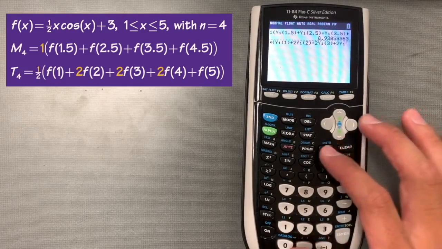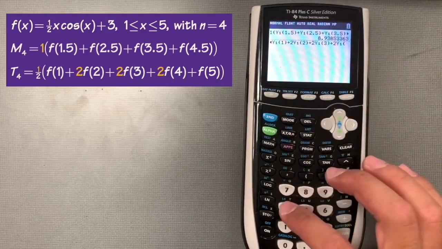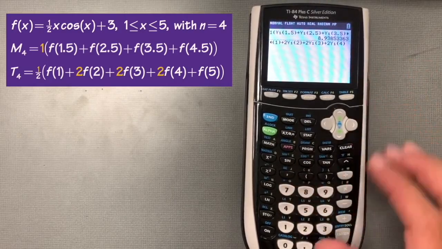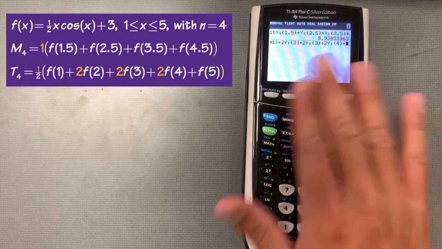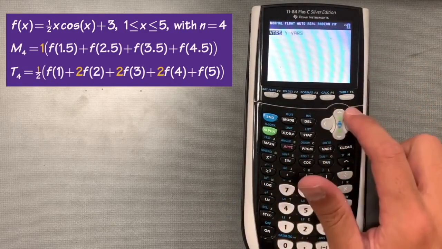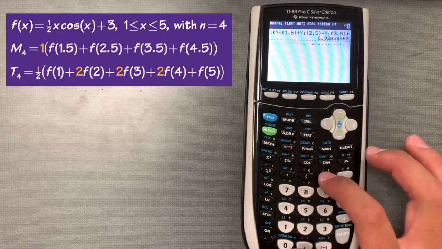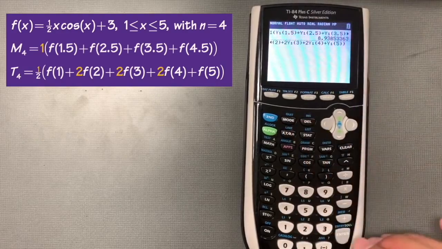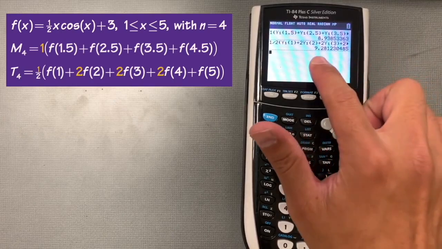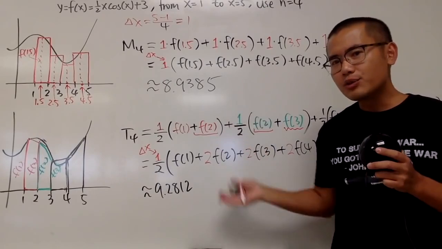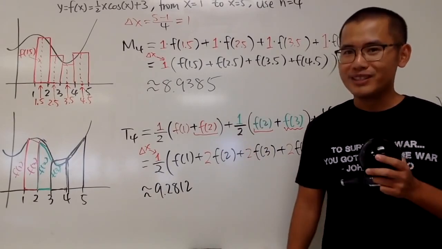And we have f of 4, so that's y1 of 4, of course. And for the last one, f of 5, we just do plus, and there's no 2 in front anymore, so vars, Y-vars, function, y1, parentheses 5. So close parentheses, and we are done. 9.2812. Okay, so these two right here are the approximations, but which one is actually better?